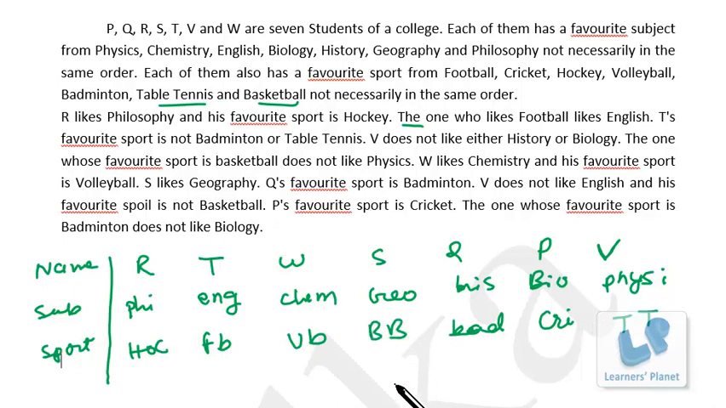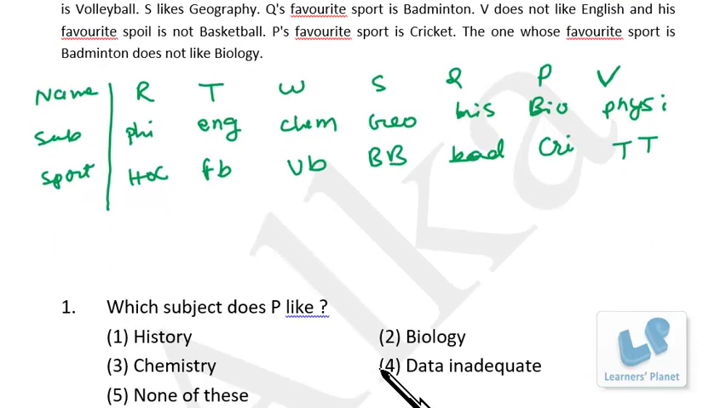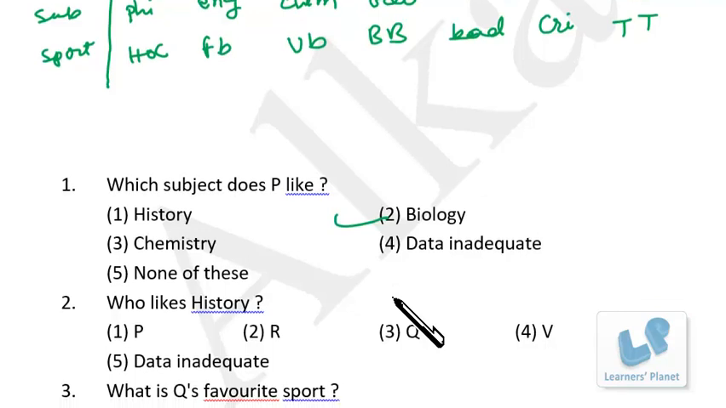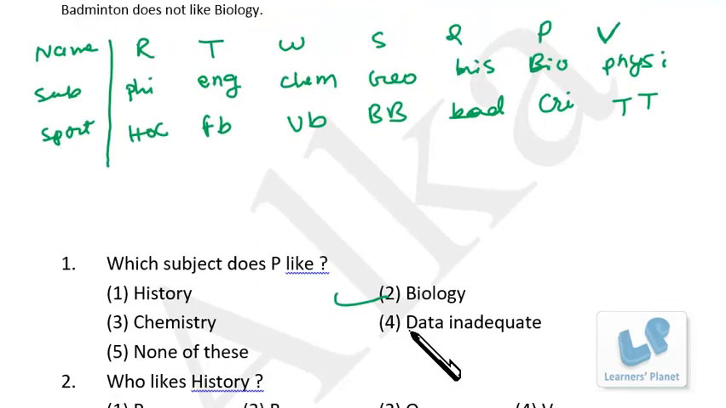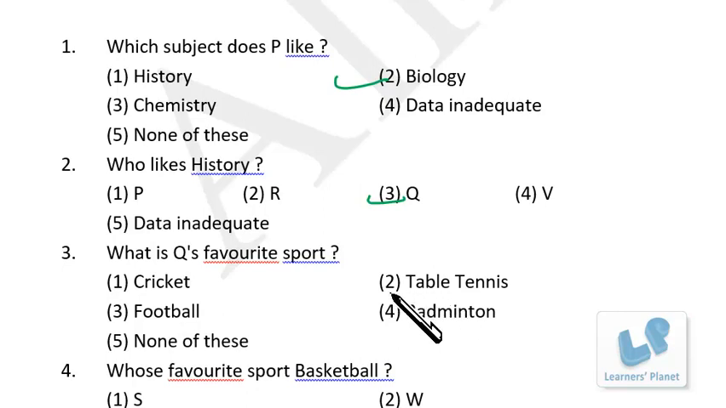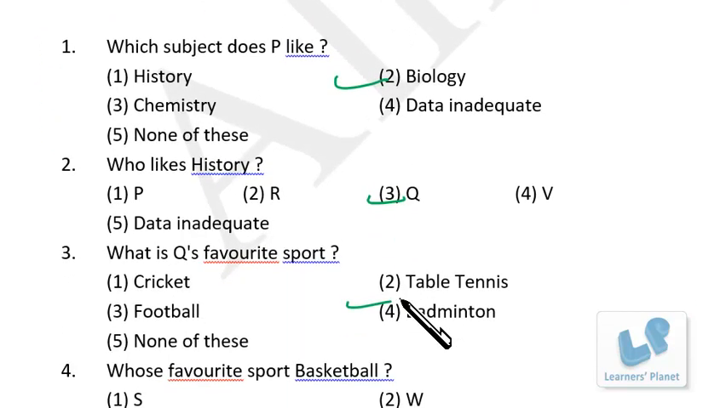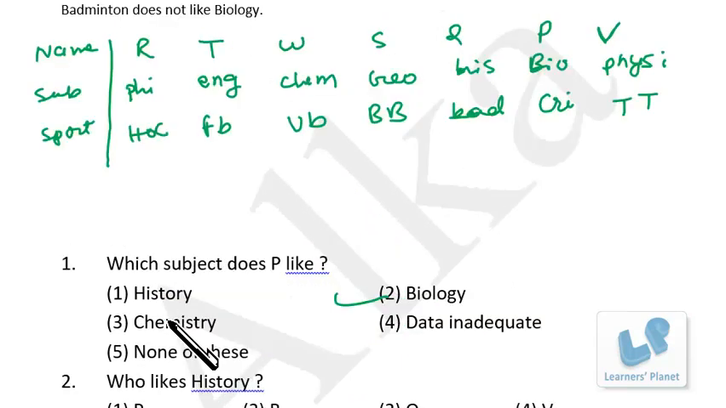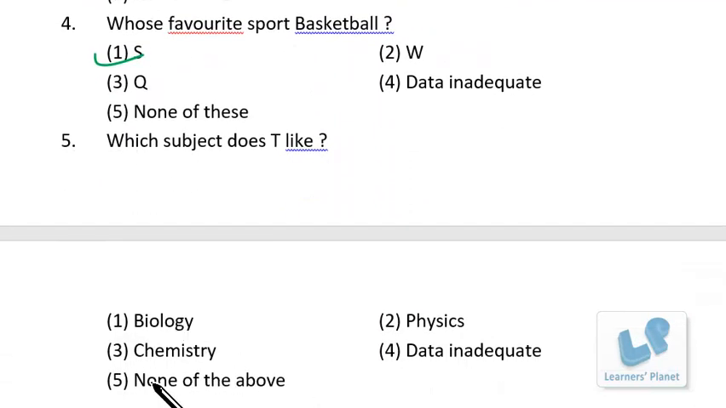Okay, so all done. Which subject does P like? P, biology, cricket. Who likes history? History is Q. What is Q's favorite sport? That is badminton. Whose favorite sport is basketball? So that is S. Which subject does T like? English. Okay, so you can answer all the questions very easily.